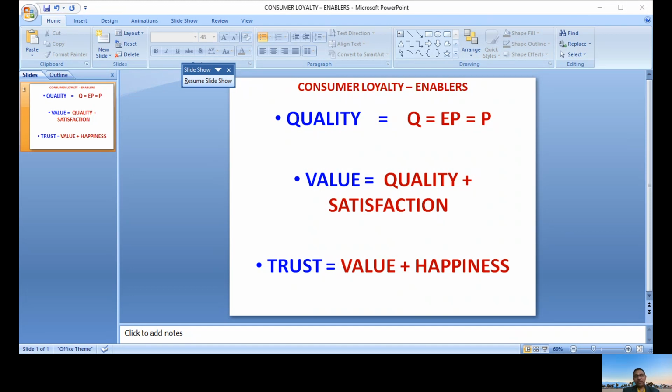So now we see very clearly what the enablers of consumer loyalty are. Starting with the quality, we saw the equation here. The quality is measured based on the expected performance for the price the consumers pay. The next enabler is the value, which is measured through quality plus satisfaction, and finally the trust, so value plus happiness. So these are all the stages you see. It's not only the performance, and it should create satisfaction, and finally the consumer should feel happy about using the product, service, or brand. So this shows very clearly how the consumer's loyalty can be developed by using these enablers.